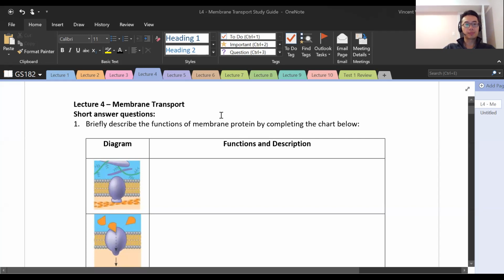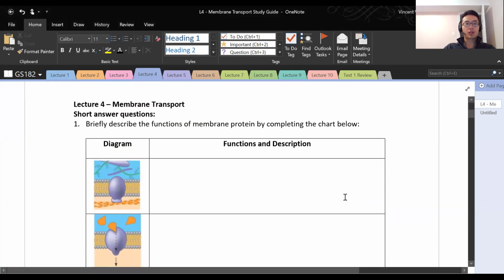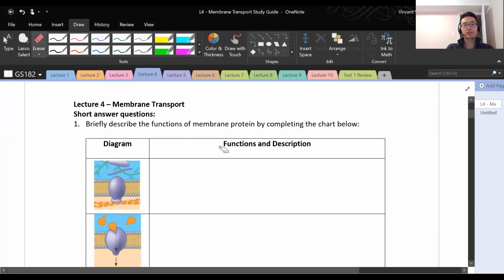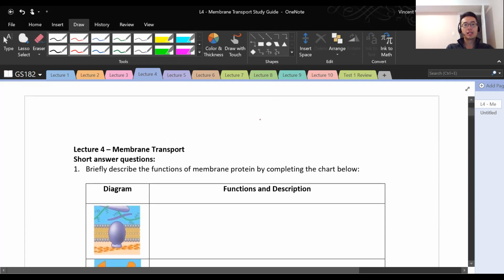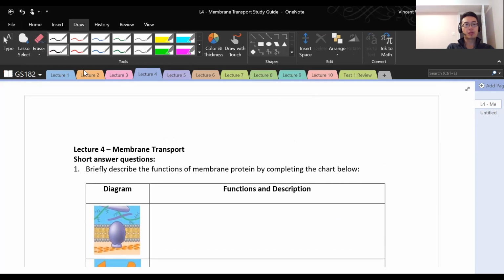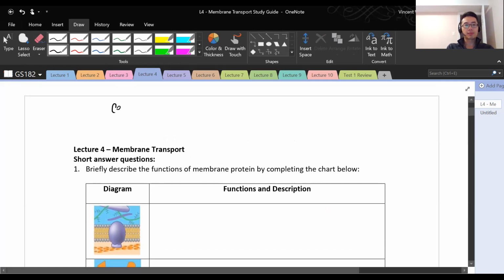So let's get started. Membrane transport. Now, to understand membrane transport, we first talked about the various functions of membrane proteins. And then here's a chart that shows you the key functions associated with membrane proteins. But first, let's just quickly refresh your memory of what the cell membrane is made up of. Okay, so cell membrane.